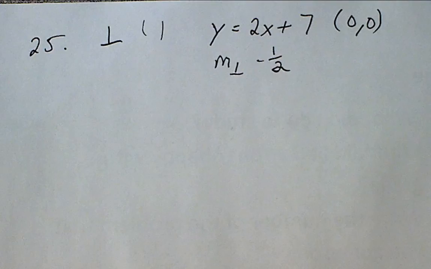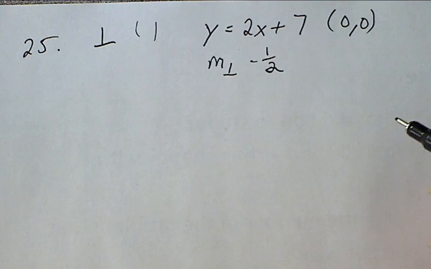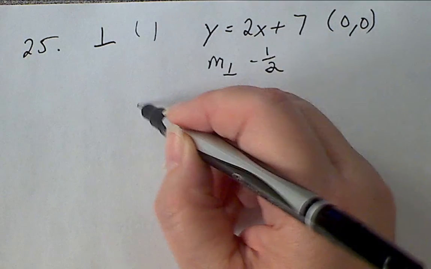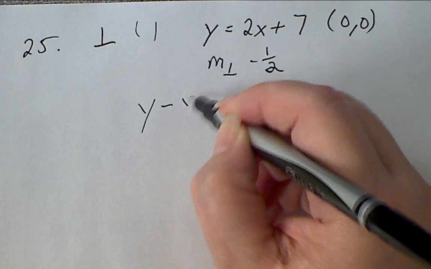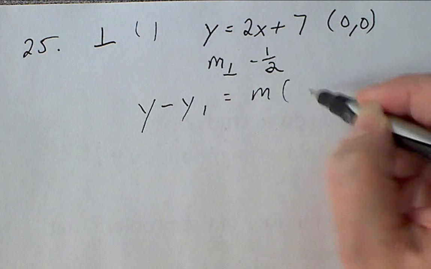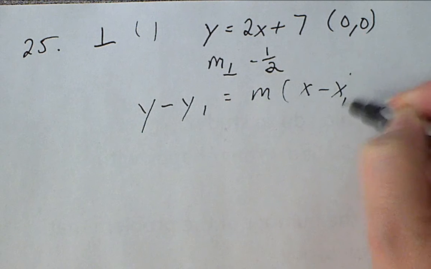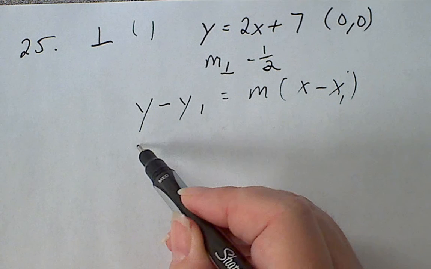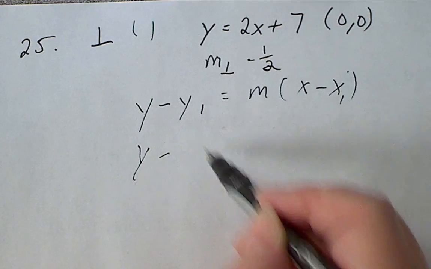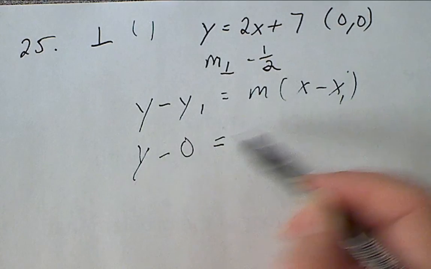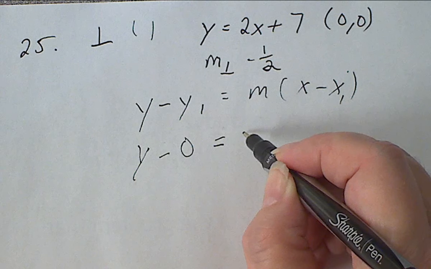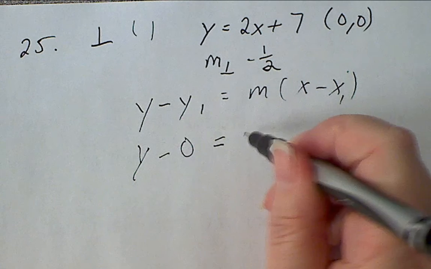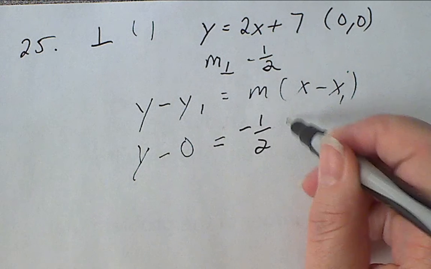Now that I have my slope and I have my point, what am I going to do? So I'm going to put it in the y minus y1 equals m times x minus x1. All right, now tell me what I'm going to write on the next line to putting it in. Y minus 0 equals negative 1/2, and then x minus 0. Very good.